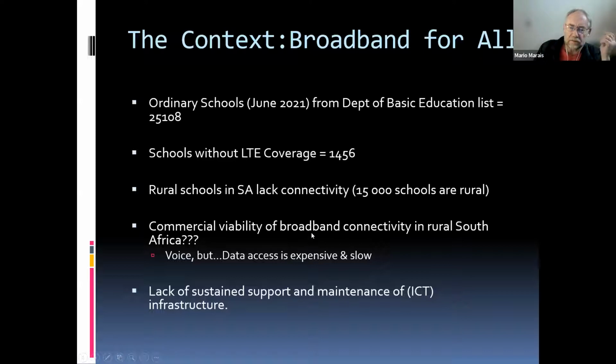So commercial viability of broadband connectivity in rural South Africa depends on whether you have enough density of people that can pay. Enough people per square kilometer of your coverage to make your towers pay? And once you put these LTE networks in, the problem starts. That was reframed by one of our projects right from the word go.